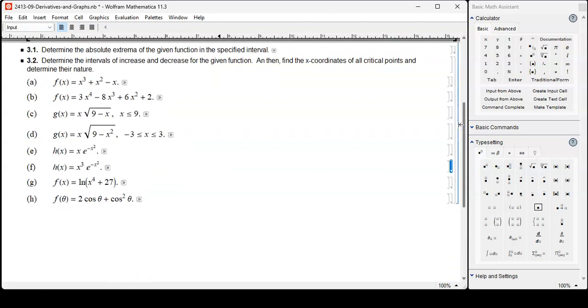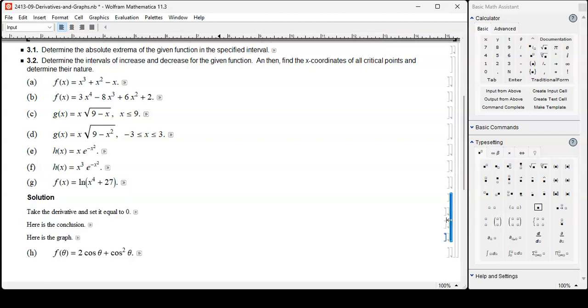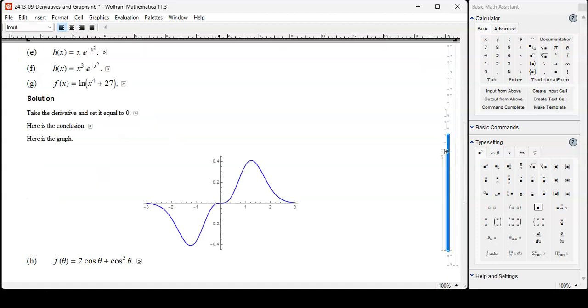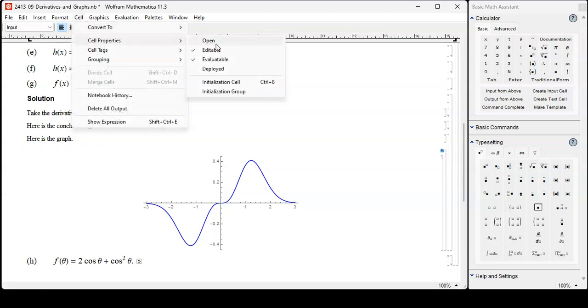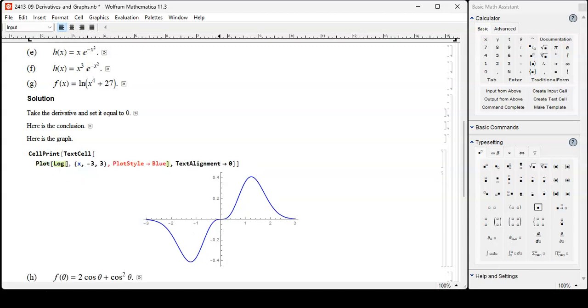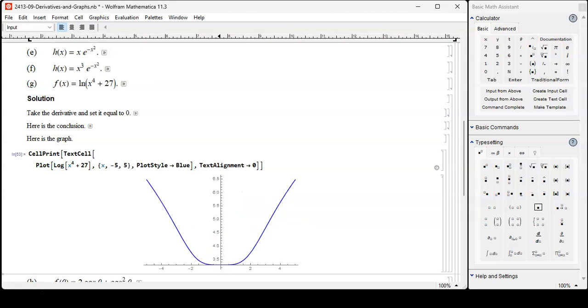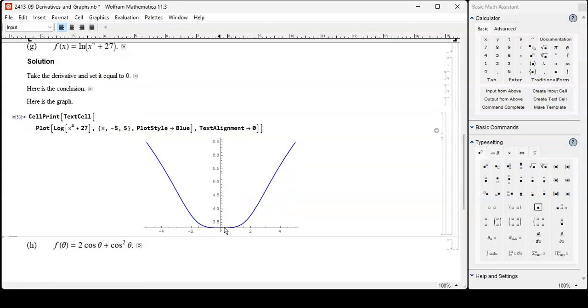Do you have enough time for more? Let's see, how about this one? Okay, all right. Copy and paste this thing. And then I'll show you a graph. Of course, not this graph, the one with the logarithm. And then log of x to the 4th power plus 27. And then let's go from negative 5 to positive 5. We have something like this. I don't know, it's really hard to see what is going on here.